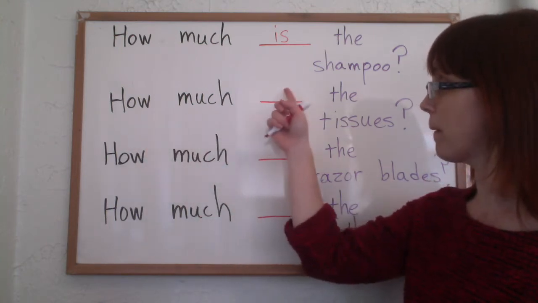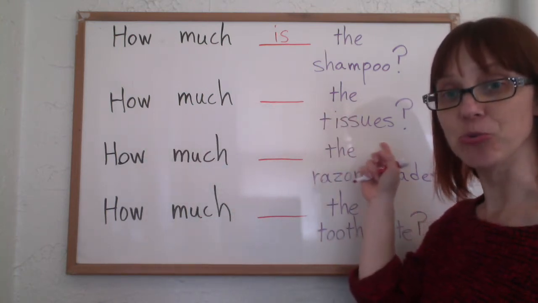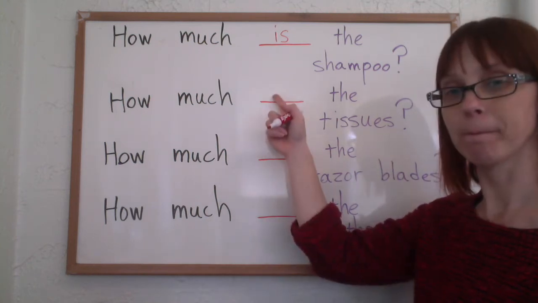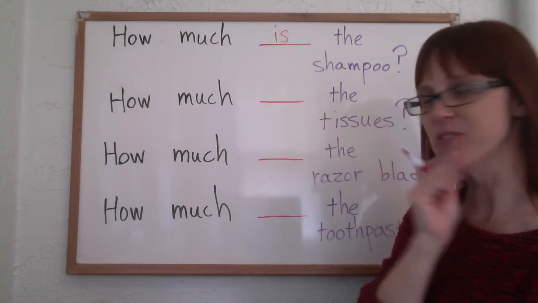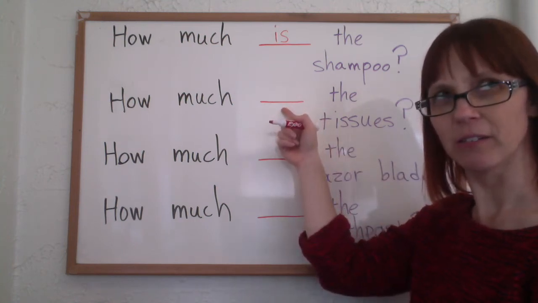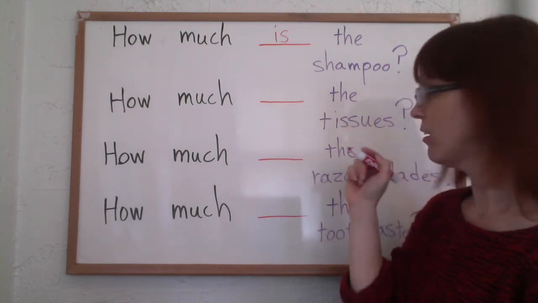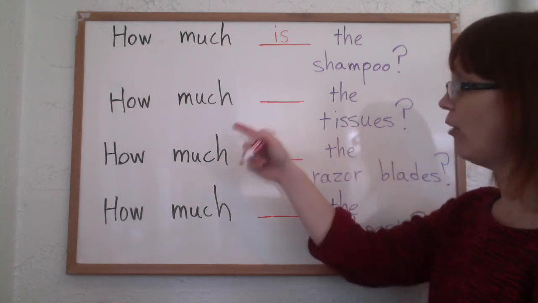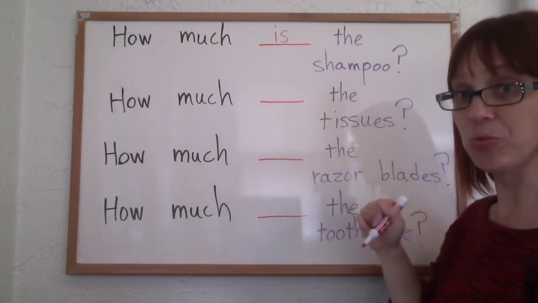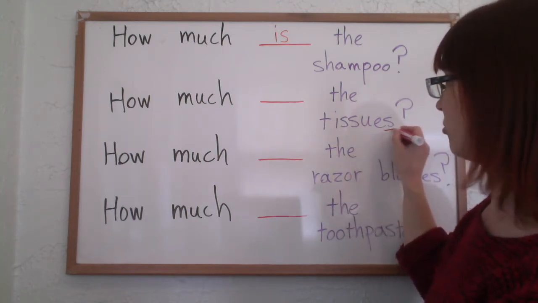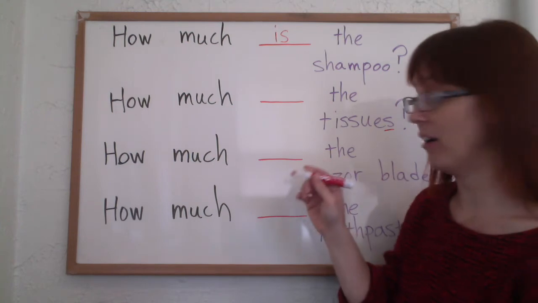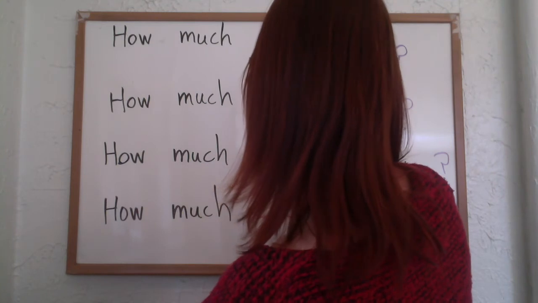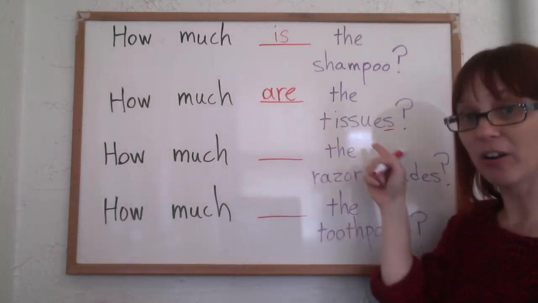How much the tissues? What goes here? How much is the tissues? Right? There's an S here. Tissues. How much are the tissues? Because this is plural. Are. That's A-R-E. How much are the tissues?